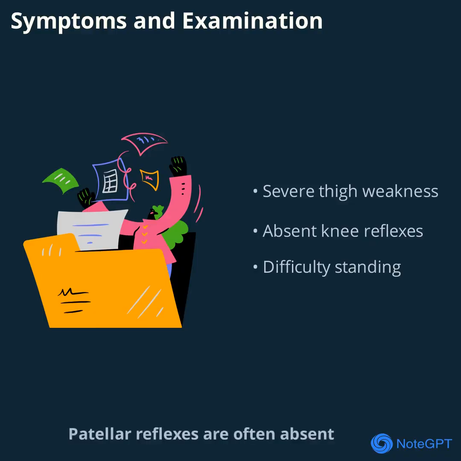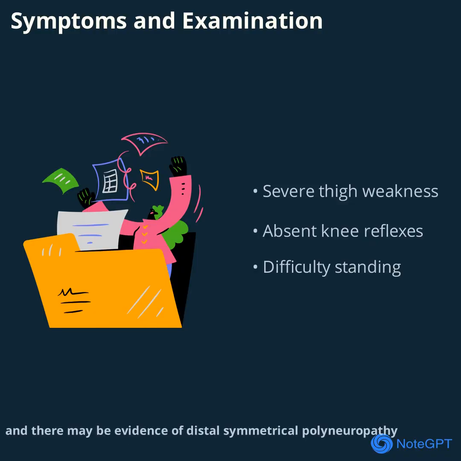Examination: diabetic amyotrophy is marked by severe muscle weakness and wasting, especially in the pelvic girdle and front thigh muscles. Patellar reflexes are often absent, and there may be evidence of distal symmetrical polyneuropathy. Patients struggle to climb stairs or rise from a chair. These symptoms are most severe in the first 6 months and gradually improve with time and therapy. Recognizing these features is key to early diagnosis and management.